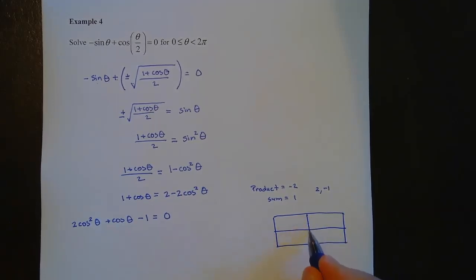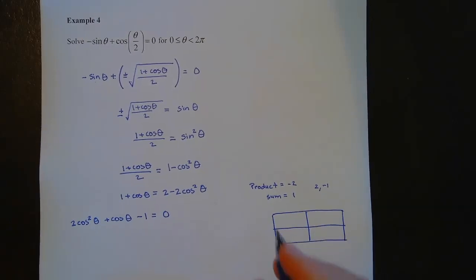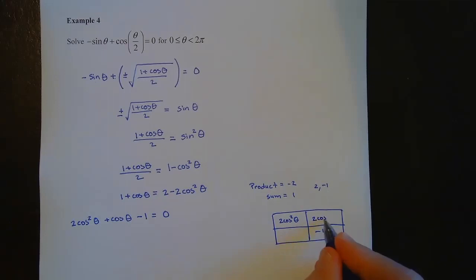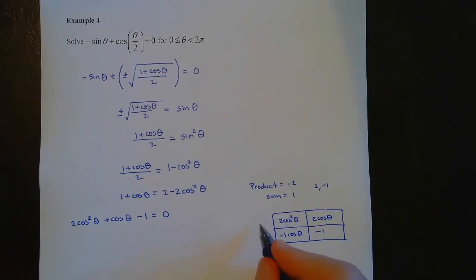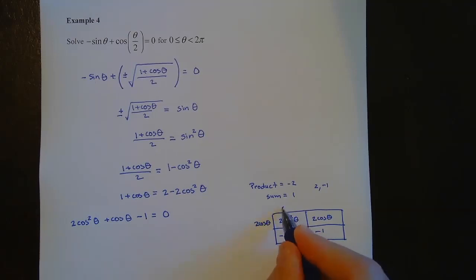I'm going to make it a little longer horizontally because I'm using trig functions. This is 2 cosine squared theta. This is negative 1. And one of these has to be 2 cosine of theta, and the other one has to be negative 1 cosine of theta. GCF across the top would be 2 cosine of theta. This would have to be cosine of theta.